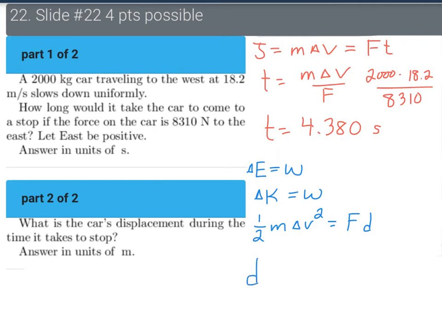So if we move this around and solve for D, then what we'll end up with is mass times change in velocity squared over twice the force. Plugging in our numbers here, we're going to get 2,000 again, this time multiplied by 18.2 squared, and then divide that by twice the force. So in parentheses, 2 times 8310.